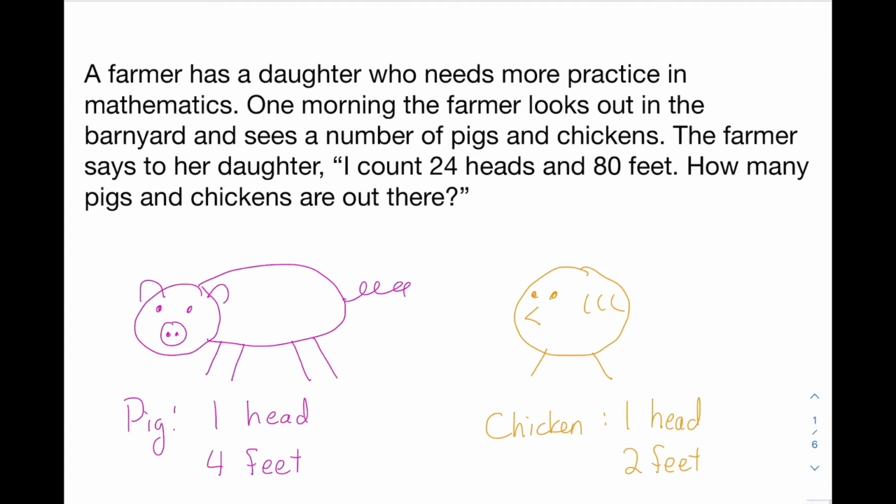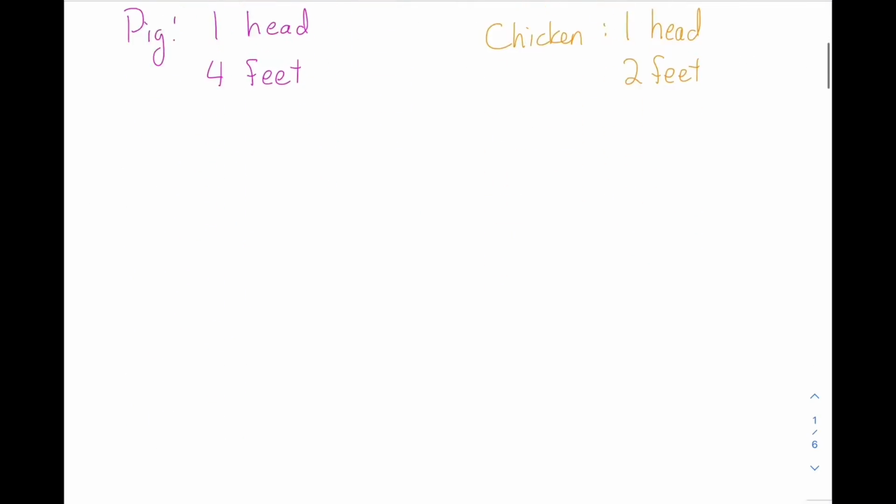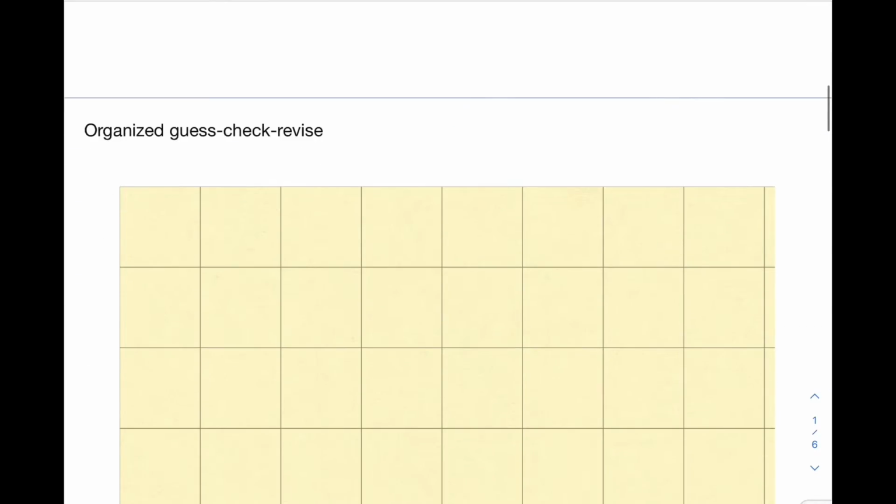This is part 2 of our pigs and chicken problems. I'll be talking through in more detail each of the solution strategies presented in the book. Organized, guess, check, and revise.